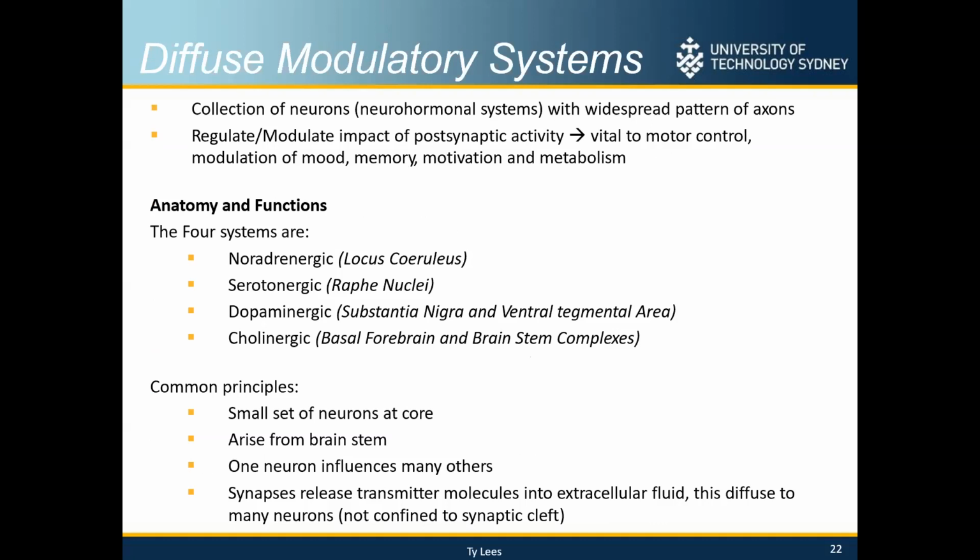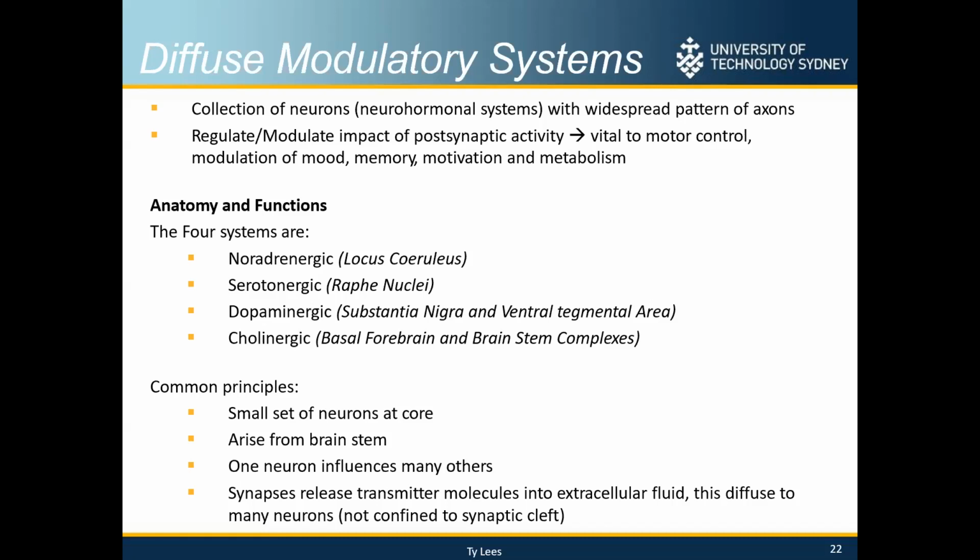The diffuse modulatory system is defined as a collection of neurons with widespread patterns of axons. If you look back to slide 3 of this lecture, you can see the type of connection it has in different areas of the brain. This system is vital given its effect on motor control, modulation of mood, memory, and also metabolism. There are 4 main systems in the diffuse modulatory system, which include the noradrenergic, serotonergic, dopaminergic, and cholinergic systems.